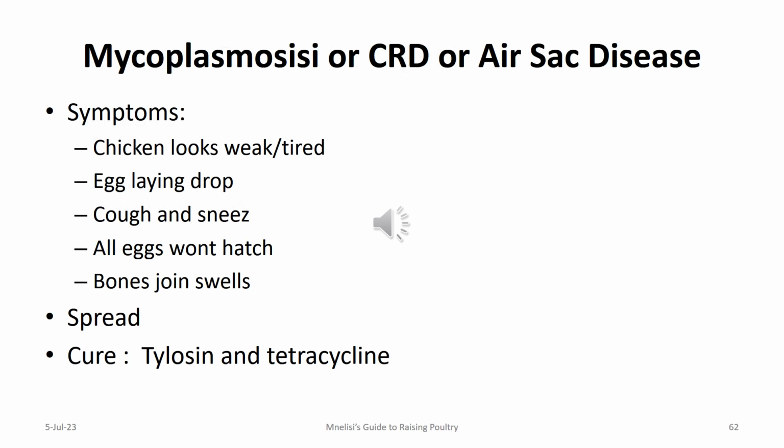ESAC disease. This is a disease with the following symptoms. A chicken looks weak or tired. Egg laying will drop. The chicken will cough and sneeze. Eggs will not hatch. The chicken's bone joints will swell. This will spread from one chicken to another. The medicine to cure this will contain tylosin and tetracycline.